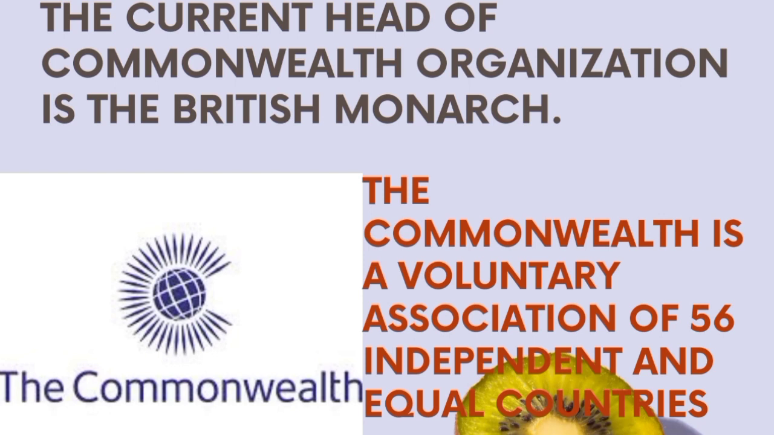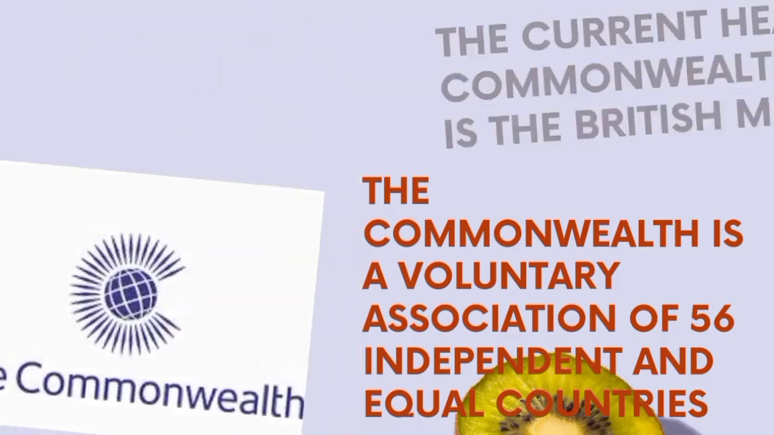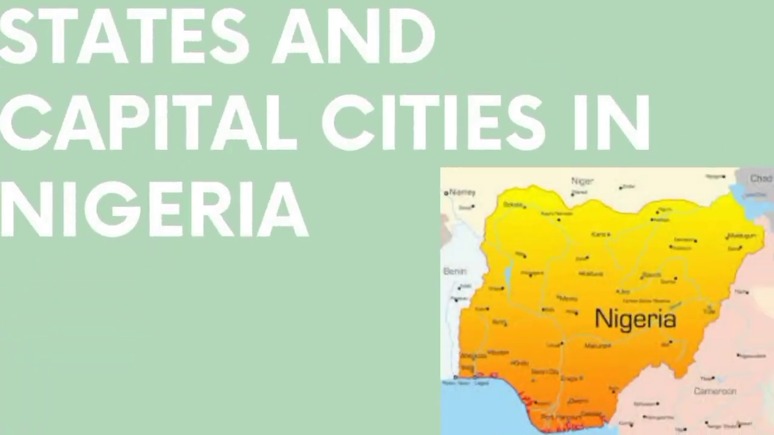Now, the current head of the Commonwealth Organization is the British monarch. Before the death of Queen Elizabeth II, she was the head of the Commonwealth of Nations. We have 56 independent and equal nations who make up that organization.